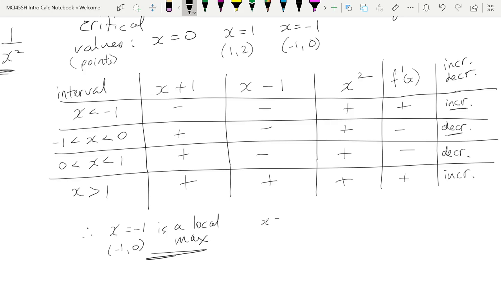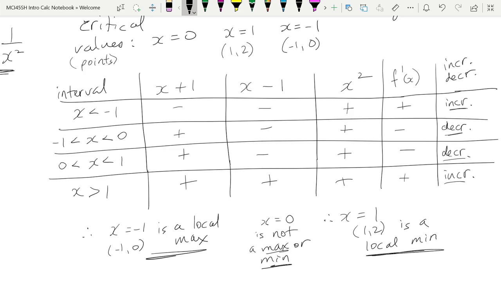When x is 0, we go from decreasing to decreasing, not a max or min. It is not. What is it? Well, we actually already know. It's an asymptote, but it's not a local max or min. And finally, when x is 1, we switch from decreasing to increasing. So if you're decreasing, then you're increasing. I should say, therefore, x equals 1, which is, of course, the point 1, 2, is a local minimum. And there we go. There's our answer.